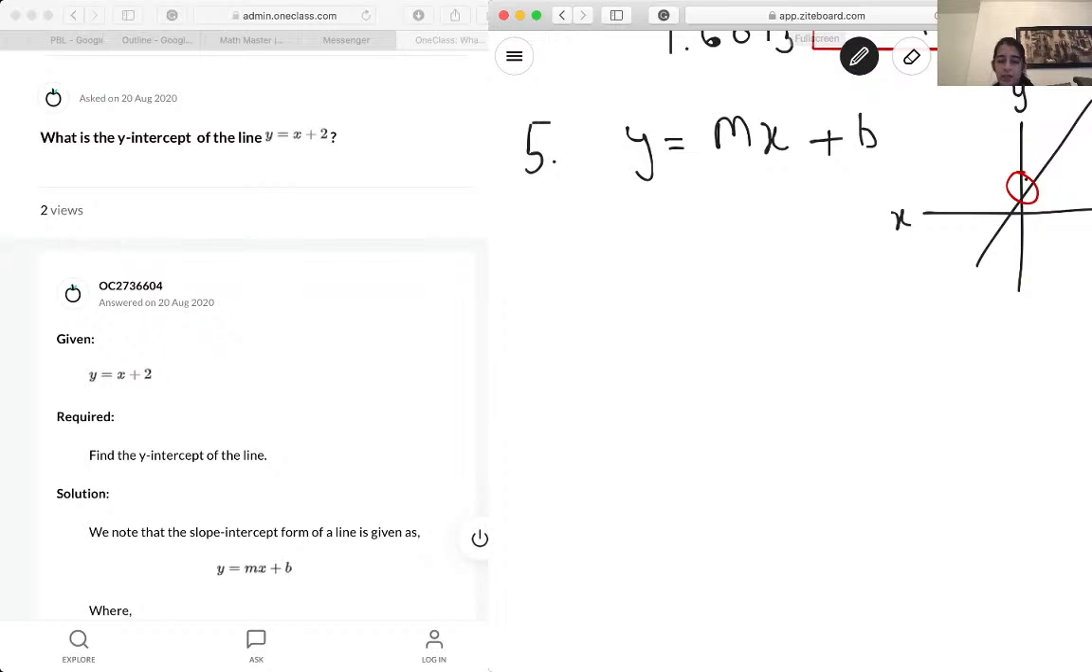So in our equation, when is x 0? We just put y equals x plus 2. That's our normal equation, and we have to make sure that our x is 0 for this. So y equals 0 plus 2. So y equals 2, and that is our answer. Our y-intercept is 2.